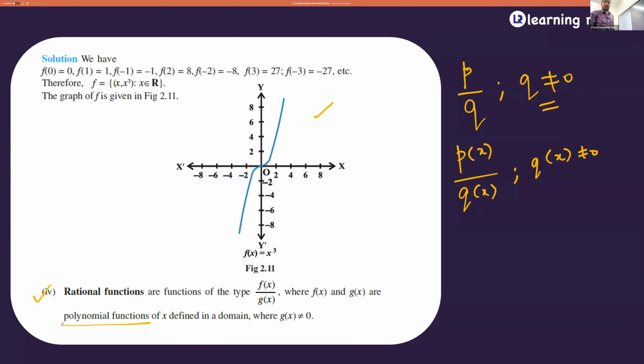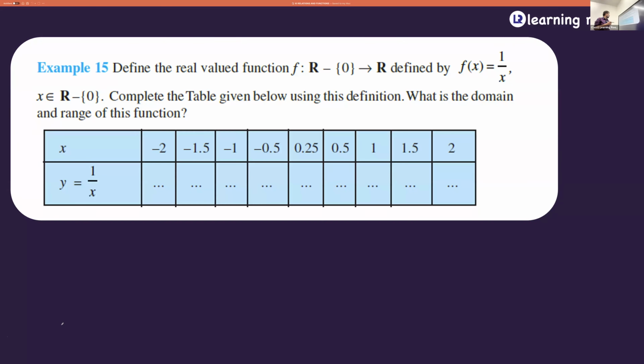Okay, listen. So look at example 15. Define the real valued function f mapped from R minus 0 to R. Why they write it as R minus 0 to R, observe. It is defined as f of x is equal to 1 by x. If you look at this ratio, numerator is a constant, denominator is a function. But a constant, remember, can also be called a constant polynomial. Similarly, the denominator is also a polynomial. So the function which is defined as the ratio of a polynomial to another polynomial will be a rational function. This is an example of a rational function.